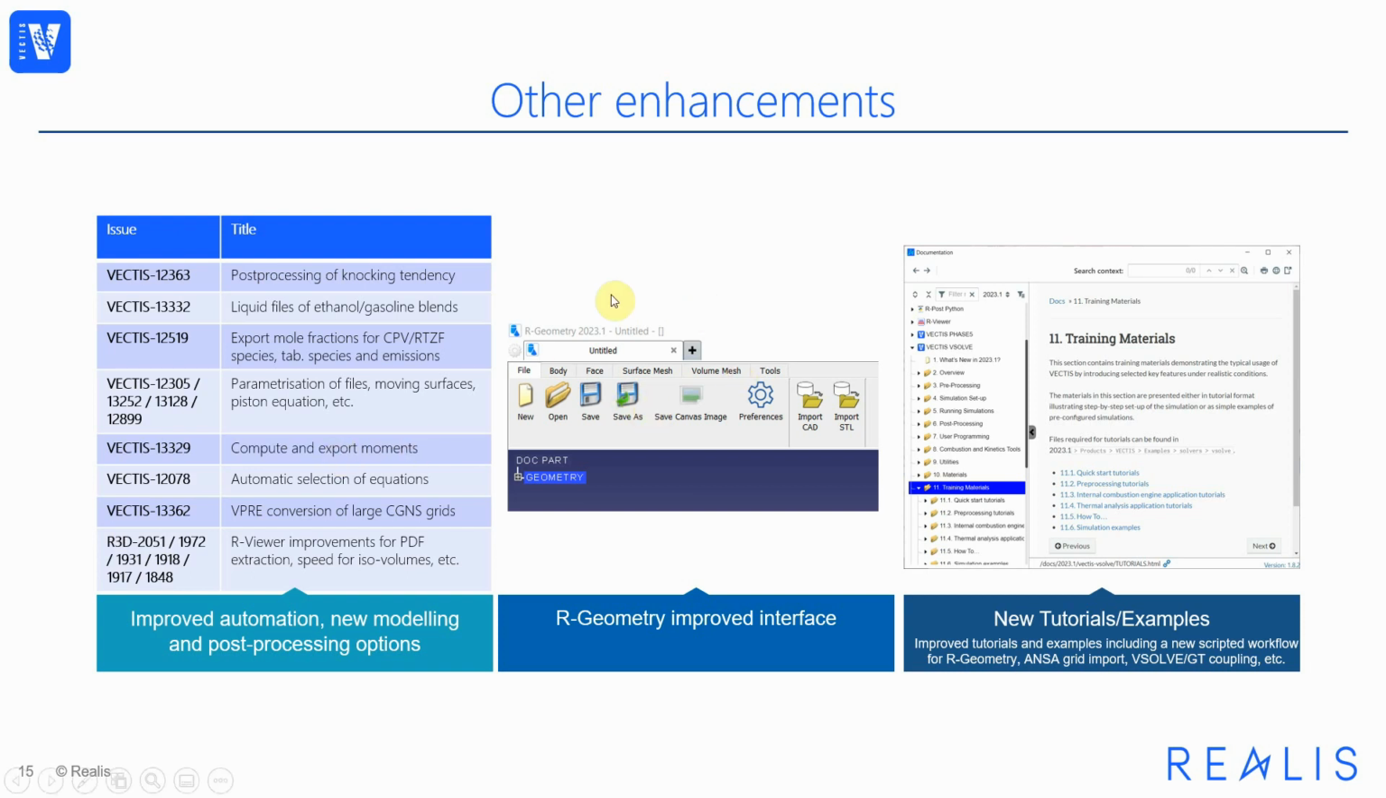As mentioned before, a revised interface has been delivered for our geometry tool with a tabbed and ribbon-like feel. Finally, a number of new and improved training materials allow our users to take full advantage of the new features and adopt them in their workflows. For example, we have added materials detailing the import of grids generated with ENSA or the coupling of VSolve and GT in co-simulations.